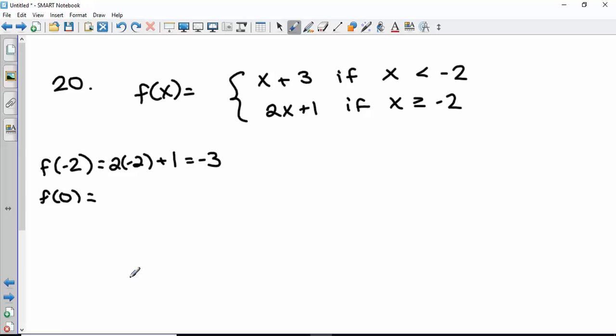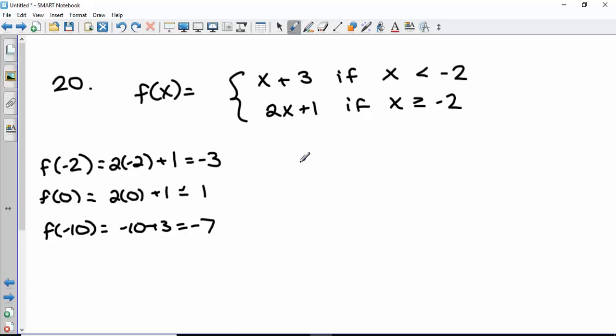If I ask for f of 0, which one do you plug that into? First one. Are you sure? 0 is bigger than -2, isn't it? So you would also plug that into the second one. You get 1. If I ask for f of -10, which one would you plug it into? The first one. So you get -10 plus 3 is -7. So I might ask you just to evaluate your function, just testing if you understand which piece you plug it into.